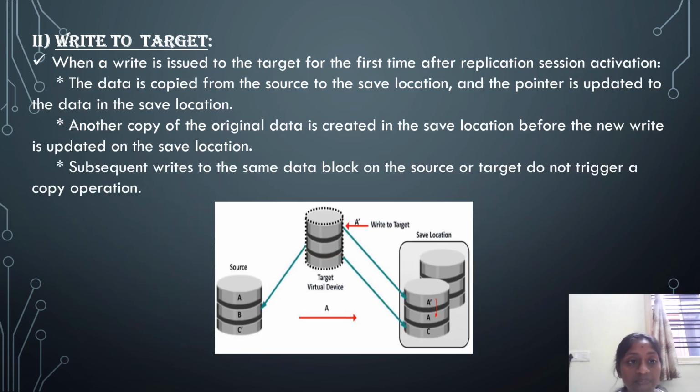Write to target. When a write is issued to the target for the first time after replication session activation, the data is copied from the source to the save location and then the pointer is updated to the data in the save location. Another copy of the original data is created in the save location before the new write is updated on the save location. Subsequent writes to the same data block on the source or target do not trigger a copy operation. The below figure represents what exactly the write to the target does.